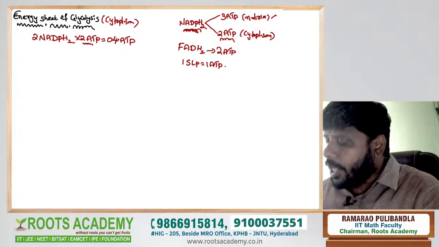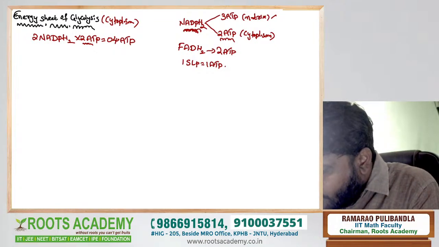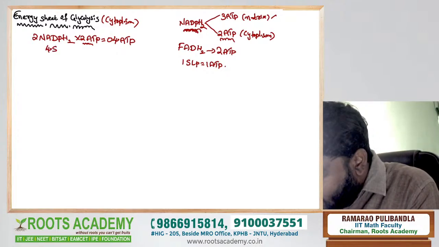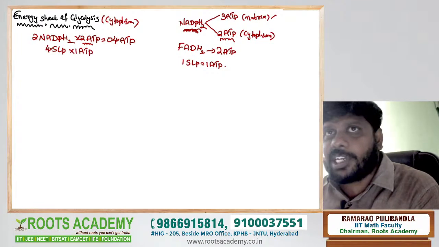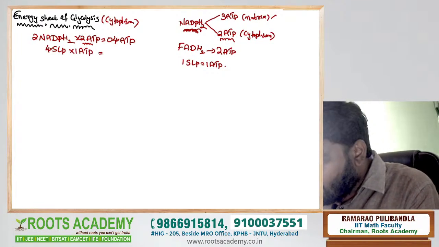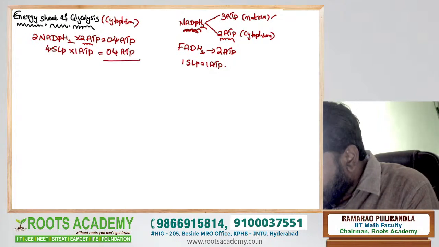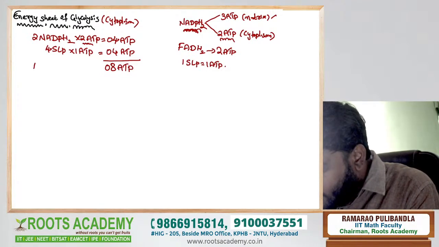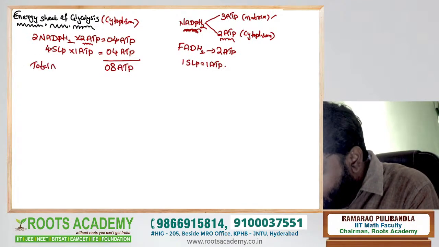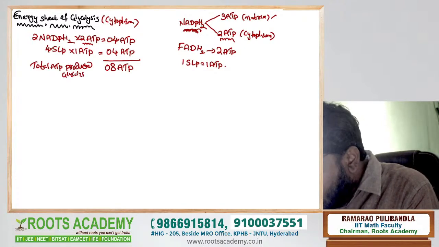Clear? And see how many SLPs we have? 4 substrate level phosphorylations. Each substrate level phosphorylation produces 1 ATP. 4 into 1, 4. So the total ATPs produced in glycolysis are 4 and 4, 8.